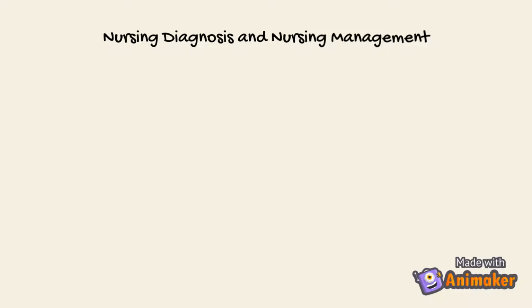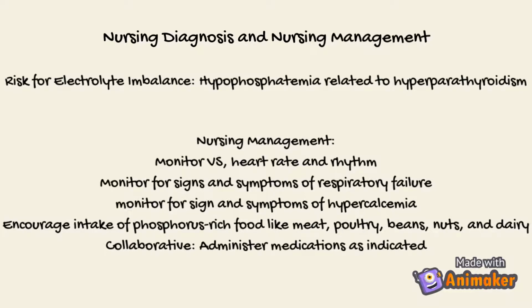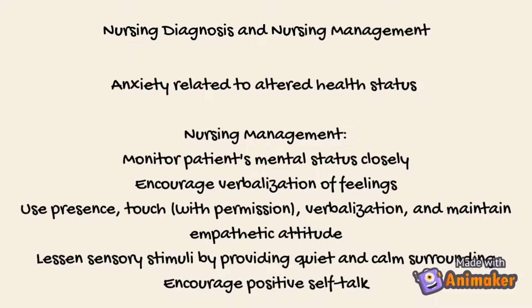First is risk for electrolyte imbalance, hypophosphatemia related to hyperparathyroidism. You have to monitor vital signs, heart rate, and rhythm. Monitor for signs and symptoms of respiratory failure. Monitor for signs and symptoms of hypercalcemia. And you have to encourage intake of phosphorus-rich food like meat, poultry, beans, nuts, and dairy, and administer meds as indicated.